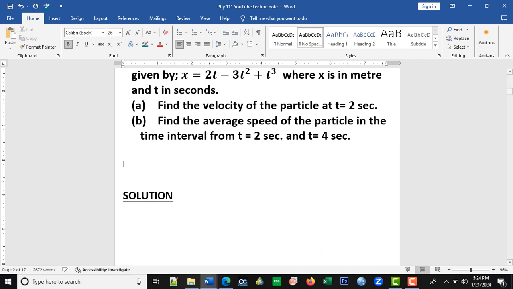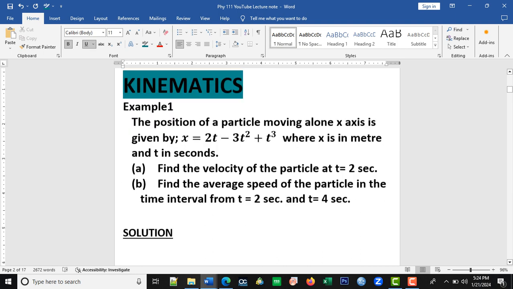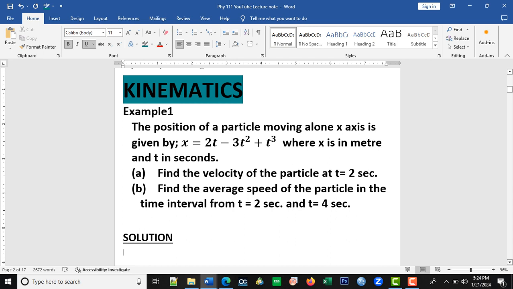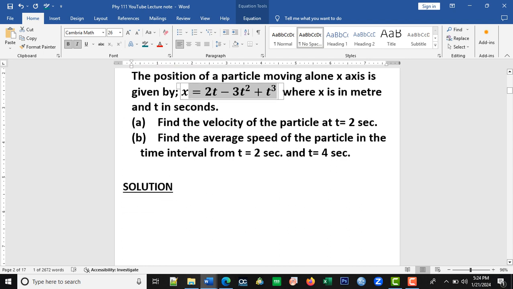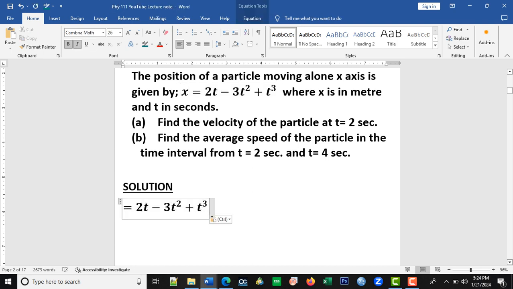Okay, so let's go down to the solution proper. This one says the position of a particle moving along the x-axis is given by, we already know this. Let me highlight this. Find the velocity of the particle at t equals 2 seconds. So the particle is written as x equals 2t minus 3t squared plus t cubed.